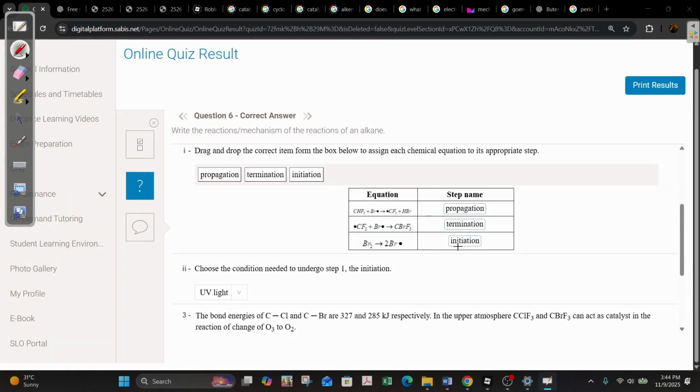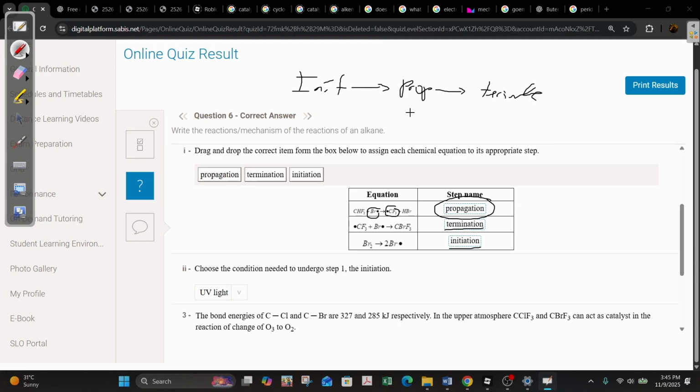Okay, for this one, you have to look. See, if there is a free radical on both sides, that means it is still in the propagation phase. If there's a free radical in the reactants, that means it's in the termination stage. If there's a free radical in the products, then it's initiation. So first it goes initiation, then it propagates, and then it terminates.